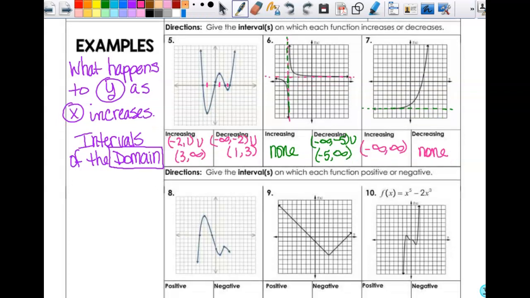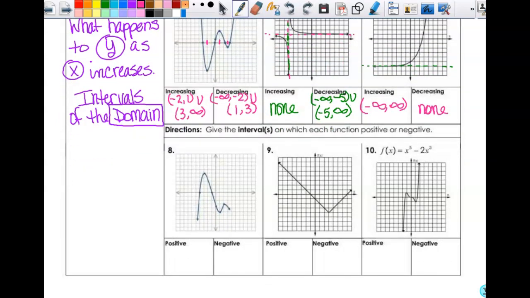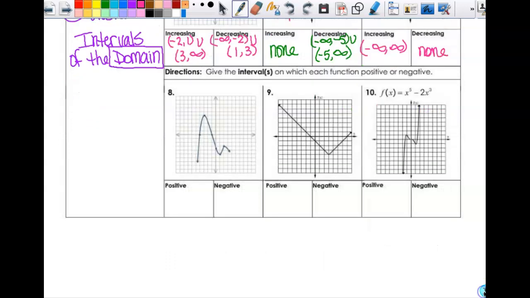So now we're going to talk about positive and negative intervals. So when the function is positive or negative, that means, again, we are looking at the y values of this. So I'm talking about y, I'm writing about x. Okay? So when the function is negative, that's everything below the x-axis. Everything down here is negative, everything up here is positive. And then this right here is 0, right?